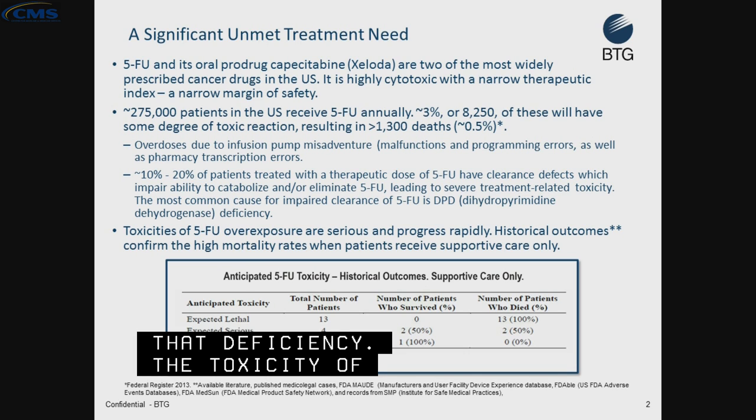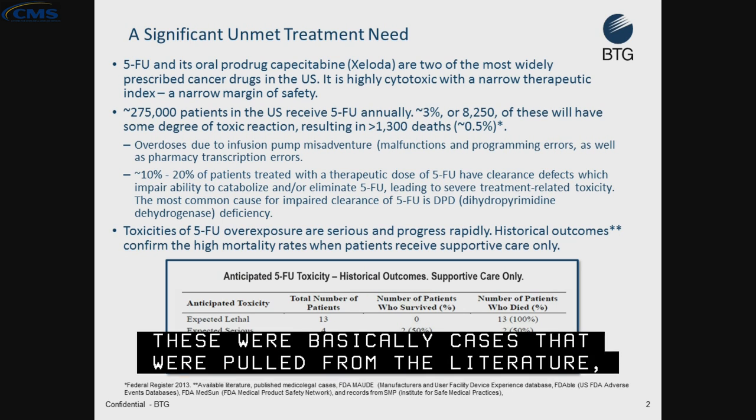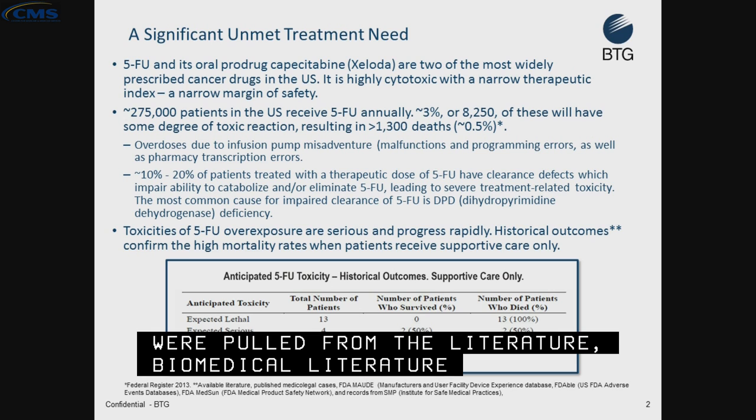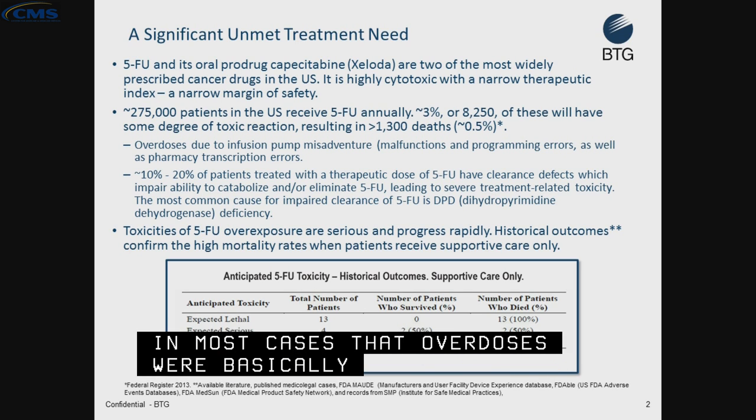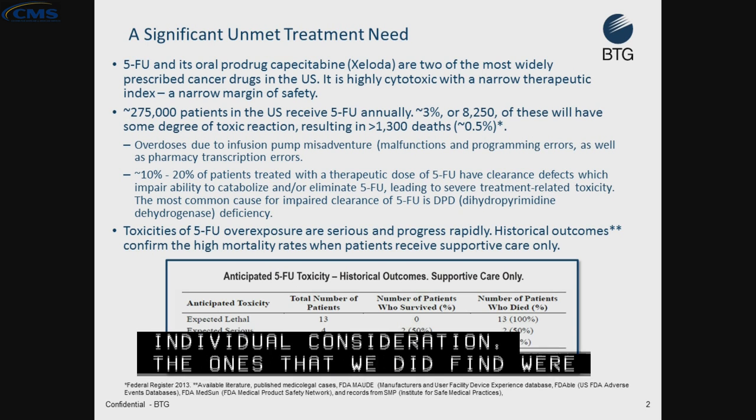In the early development stages of this product, we did an analysis of historical outcomes. These were basically cases that were pulled from the biomedical literature, from medico-legal cases and databases, as well as FDA safety reporting. What we found was, in most cases, overdoses, which for the sake of a standardized definition, were when a patient received greater than 2 times the maximum tolerated dose of 5-fluorouracil for their own individual situation. Again, there are not a lot of cases available in the literature, but the ones that we found were almost uniformly fatal when a patient was exposed to that much 5-fluorouracil due to an overdose.